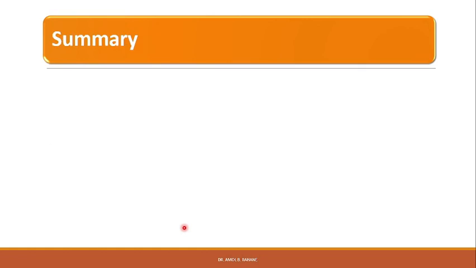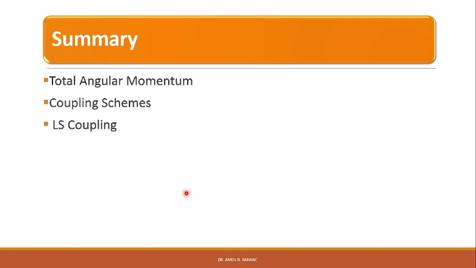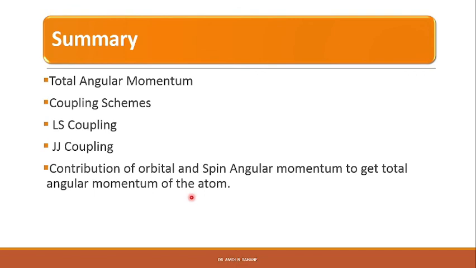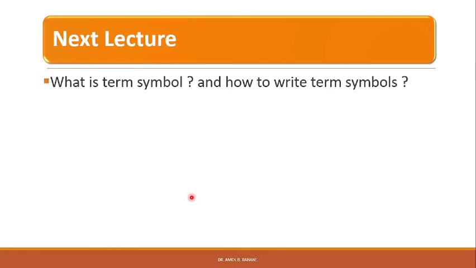So in summary, we have learned about the total angular momentum and various coupling schemes like LS coupling and JJ coupling. And we also studied the contribution of orbital and spin angular momentum to get the total angular momentum of the atom. In the next lecture, we will study what is a term symbol and how to write term symbols.